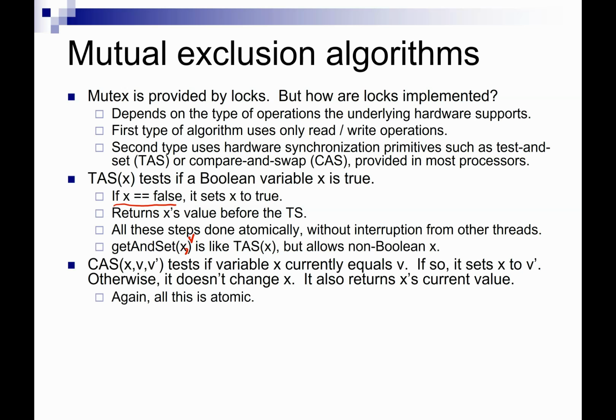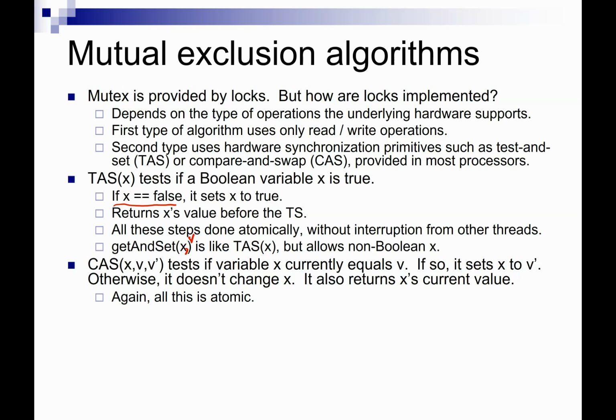Next we have this compare and swap operation. Here we have a variable x and then two values, v and v prime. The compare and swap is going to test if x is currently equal to v. If it's currently equal to v, then x gets set to a new value, v prime. But if x is not currently equal to v, then x doesn't change. And also it returns x's current value.